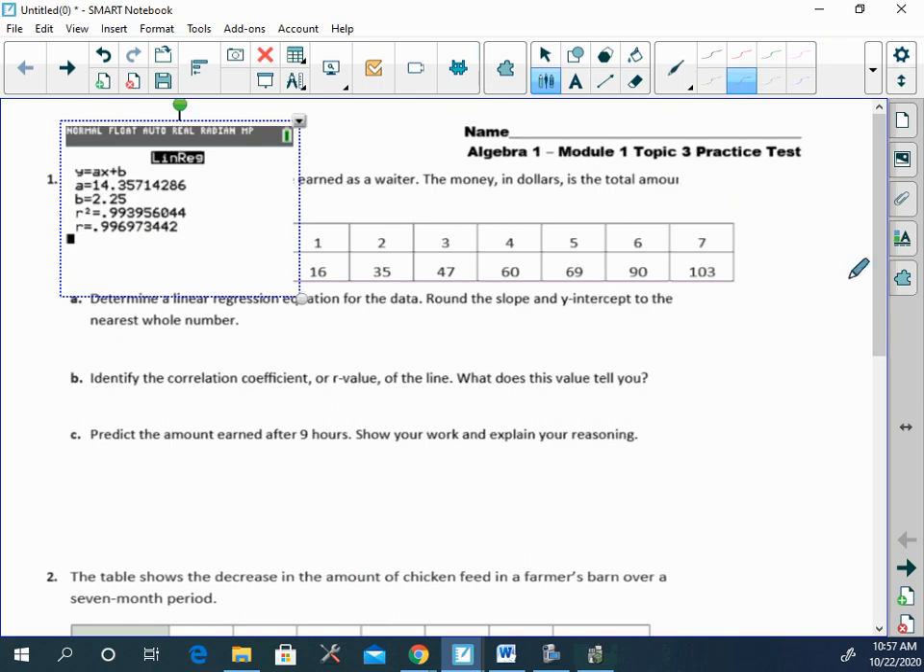So this is the equation that we have, and then if we read the directions here carefully, it says determine a linear regression equation for the data, round the slope and y-intercept to the nearest whole number. So we want to make sure we round them to the nearest whole number. So we have y equals, and my a is 14.3 something, so that would round to just 14. We don't round it up. So we got 14x plus, and then our b is 2.25, but we want it as a whole number, and the nearest whole number to that would be 2. So that should be what you have for part A.